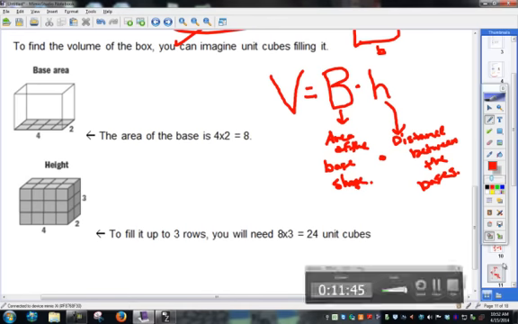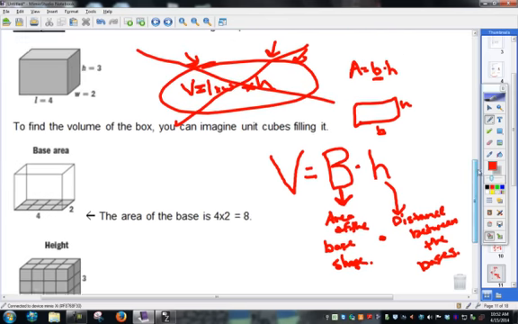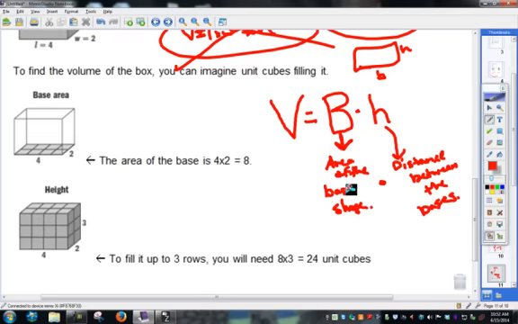Okay, let me explain that one more time. Big B, capital B. I will expect you to show it like this. If you show a lowercase b, it will be incorrect. It is capital B times height, but it doesn't mean base times height. That's what I'm trying to get you guys away from. That base times height is area. Volume is area of the base shape times the distance between the two bases.